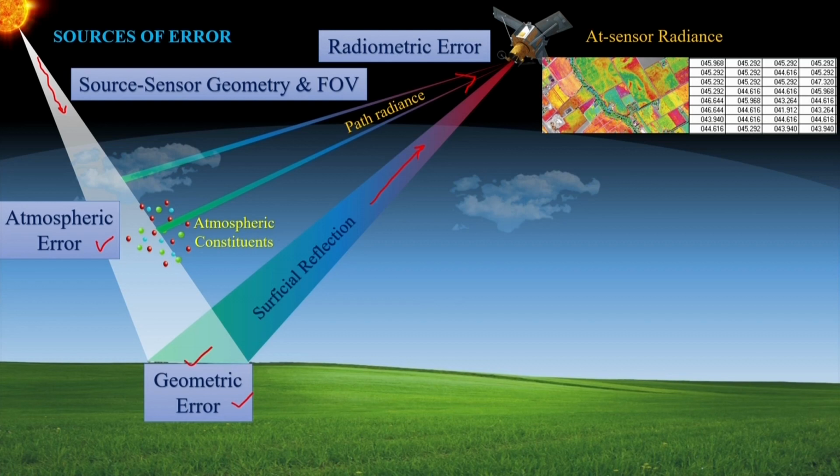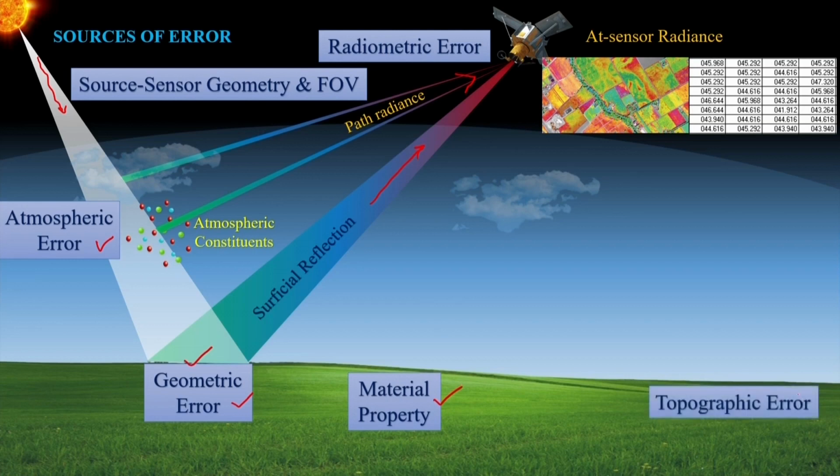Geometric error is also part of the errors associated with remotely sensed data. Material property also plays a very significant role, and the last one is topographic error. Because of the undulating surface, what kind of error does topography introduce to your remotely sensed data? Now, we will continue with atmospheric error.